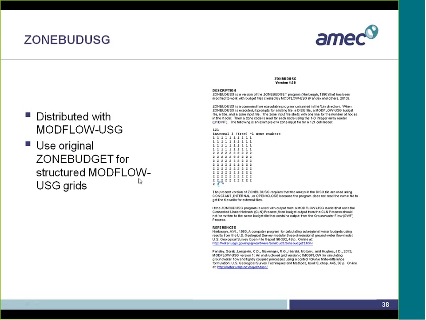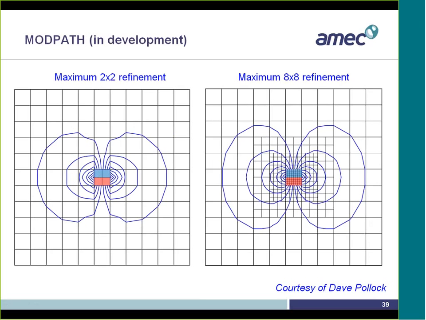And if you are using structured grids with MODFLOW-USG, then you should use the original zone budget, because as I mentioned, if you are using structured grids, you should use everything to do with MODFLOW structured grids. ModPath is under development, but as you can see here, Dave Pollock has it working already. He just needs to get it cleaned up and documented.